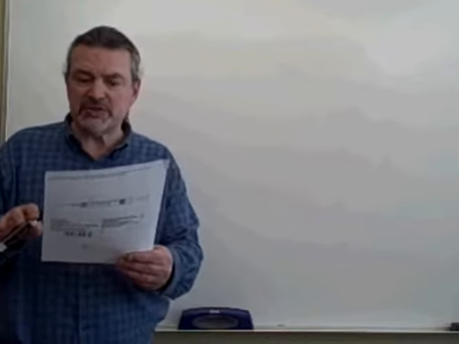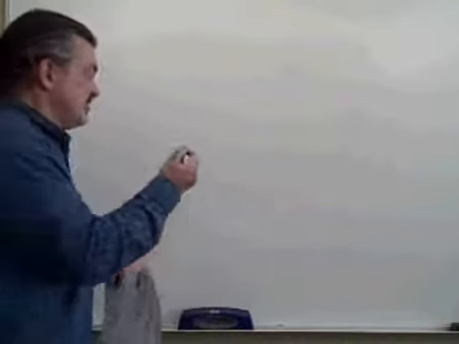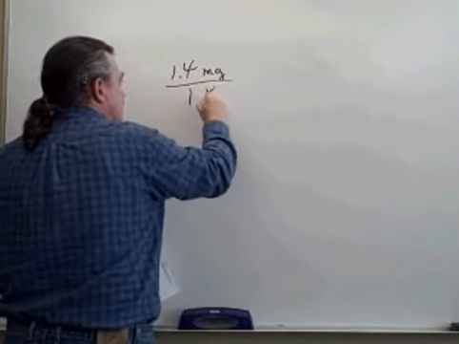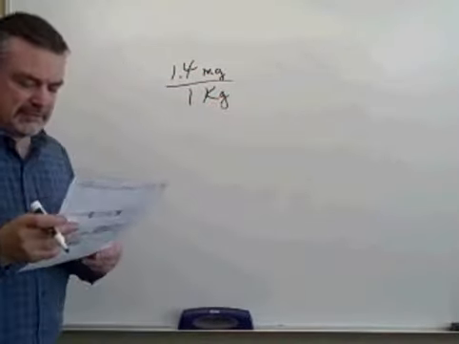Problem 8 says, your patient must receive 1.4 milligrams per kilogram of a drug. Oh, that's a rate of administration of the drug. This is a drug where the amount a patient gets depends upon what the patient weighs. So the patient needs to get 1.4 milligrams of the drug for every kilogram of their body weight.